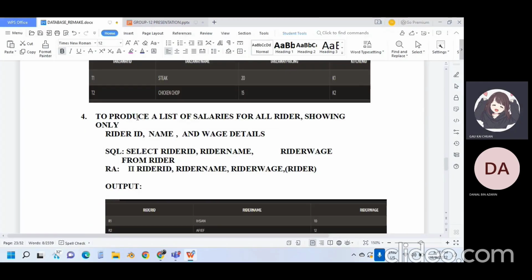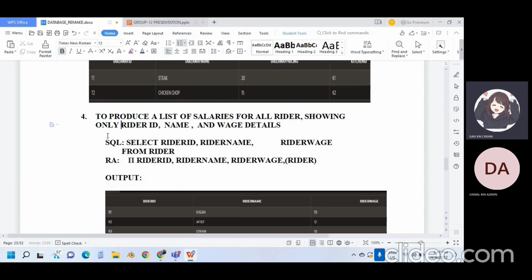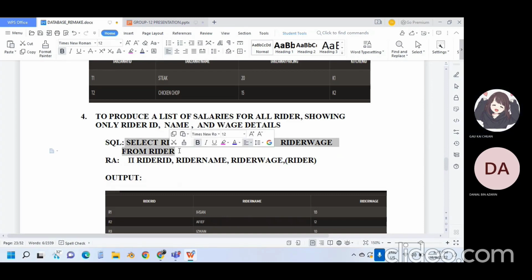So question 4, to produce a list of salaries for all riders, showing only rider ID, name, and wage details. The SQL is select rider ID, rider name, rider wage from rider.